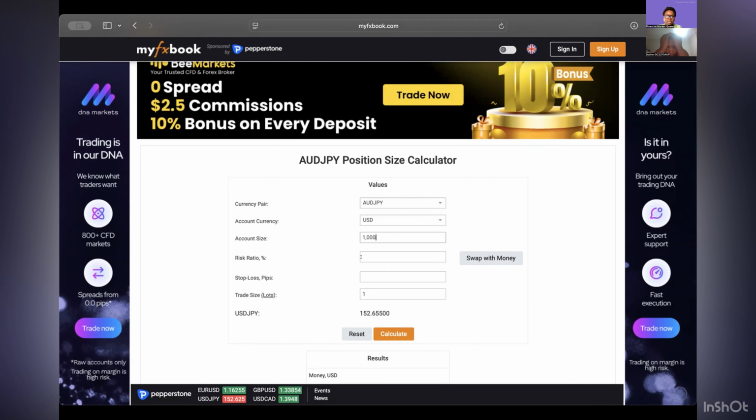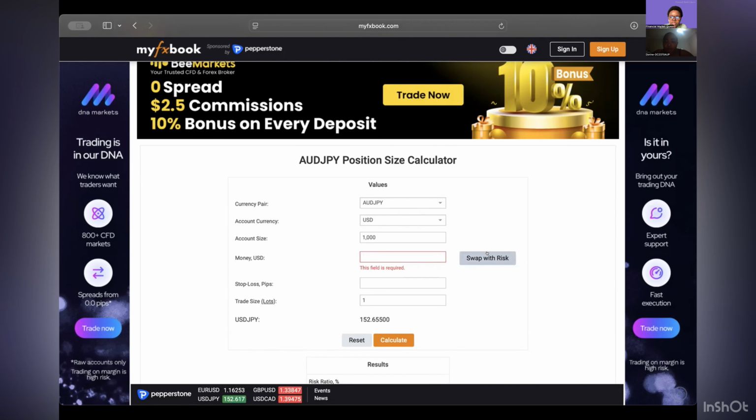Yes. Risk ratio is what percent you are risking on the account that you deposited and want to trade with. If you look to the other side, you will see swap with money. If you click on swap with money, it will now show you the amount, in USD.